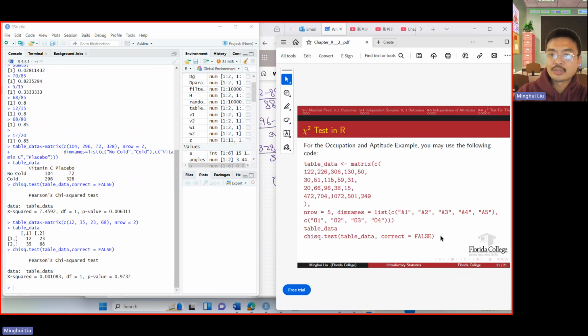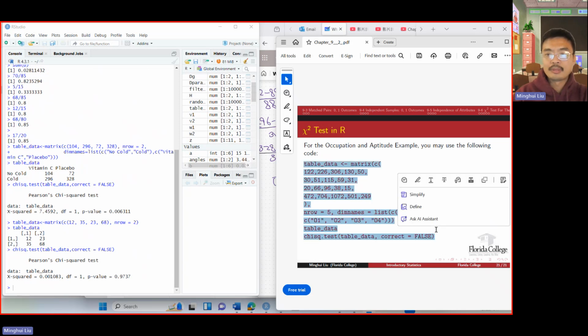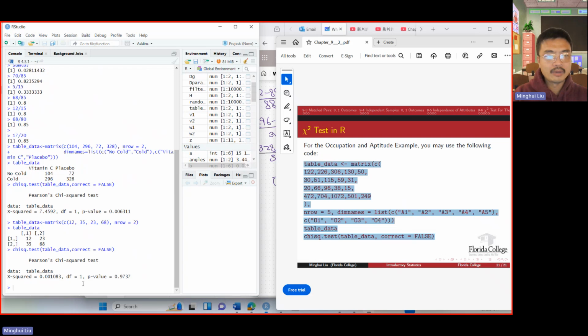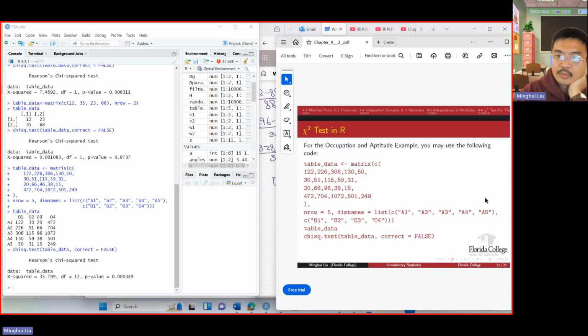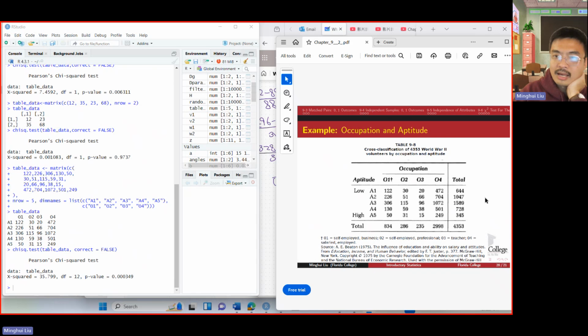In this case, I'll just copy this table data and paste it into R, and R will automatically do the chi-square test for me. So in this case, the chi-square value is 35. The degree of freedom is 12. Think about why. Well, here is the reason. Because in this table, we have, see how many rows? 1, 2, 3, 4, 5 rows and 4 columns. So again, remember, reduce the row number by 1, so you get 4. Reduce the column number by 1, you get 3. 4 times 3 is 12. So that's the degree of freedom.